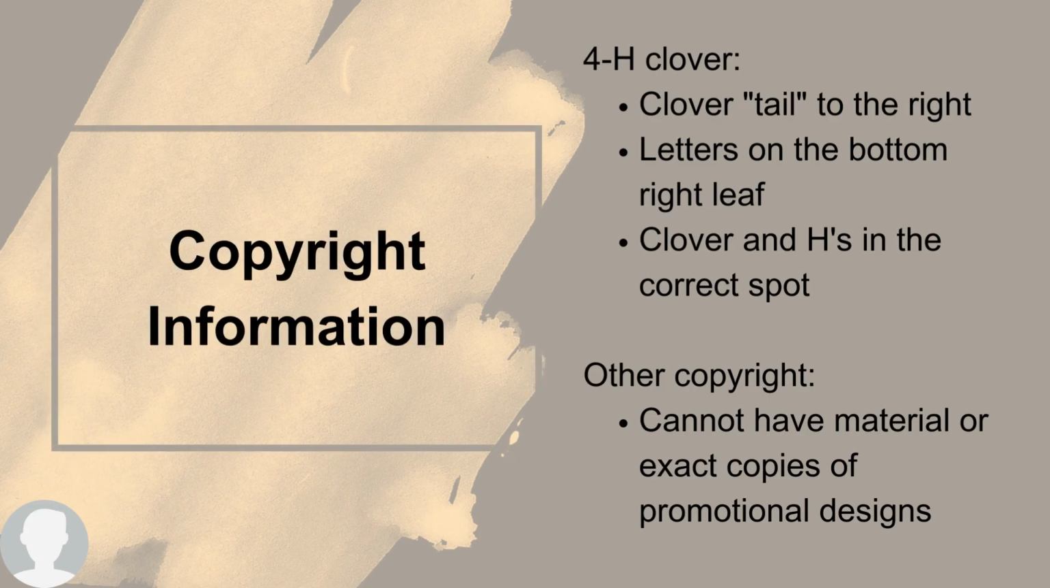Along with what the judges are looking for, it's also good to be informed about our copyright information. So first, let's take a look. The 4-H clover. The clover tail should be to the right. The letters should be on the bottom right leaf. And then the clover and the 4-H's need to be in the correct spot.